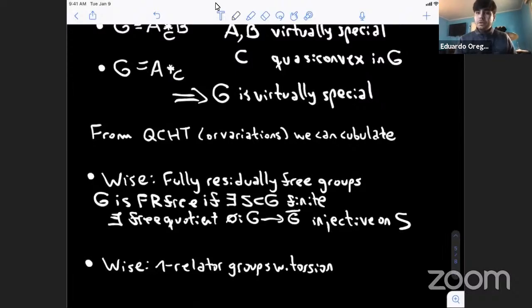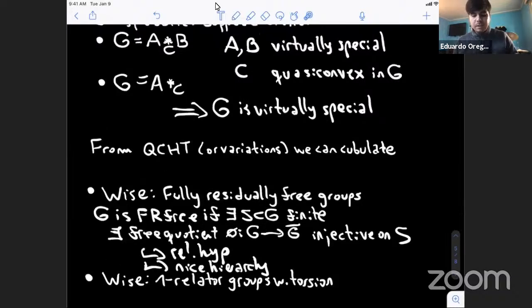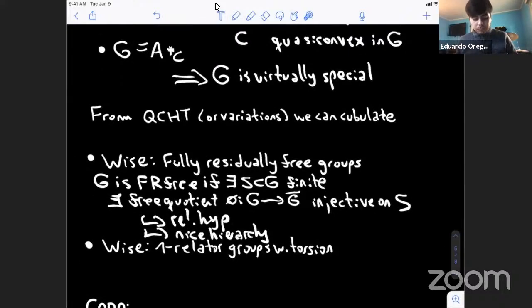I'm not really familiar with the theory of these groups, but these groups are nice in the sense that they are hyperbolic relative to free abelian groups. And also these groups have a nice hierarchy, in the sense that we have this notion of complexity, and each time the complexity ends up with a graph of groups with vertex groups of lower complexity.